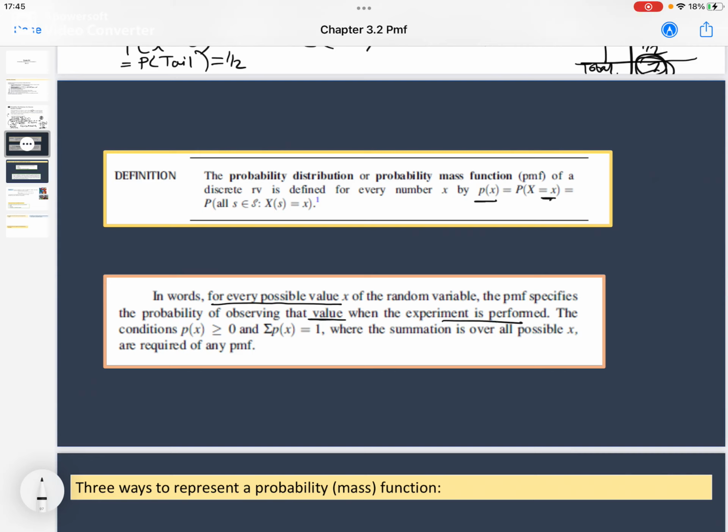The important conditions that hold for a valid PMF are that the probability of observing a specific possible value of your random variable must be greater than or equal to 0. So probability must be greater than or equal to 0. And when you add up all the probabilities, it must add up to 1. So the summation over all possible x of the probabilities is equal to 1.